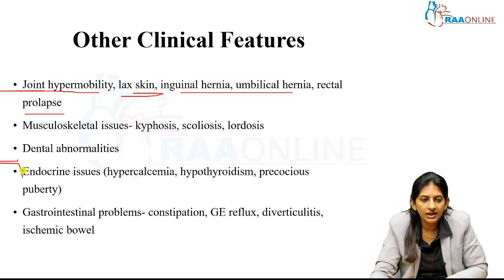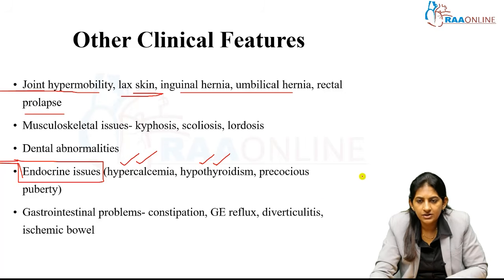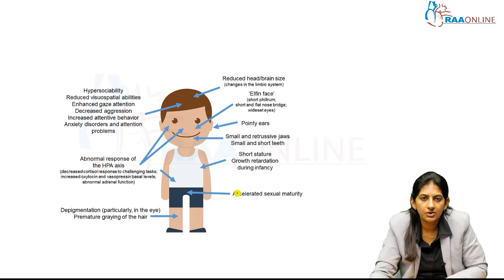Some endocrine abnormalities can be seen in Williams syndrome. Typically, it is hypercalcemia and hypothyroidism. So do not forget these two. Precocious puberty is also seen in a subset of Williams syndrome. Some gastrointestinal problems like constipation and GE reflux, you can remember.